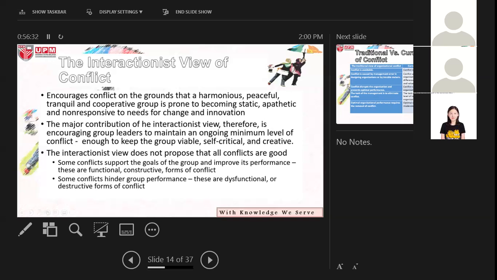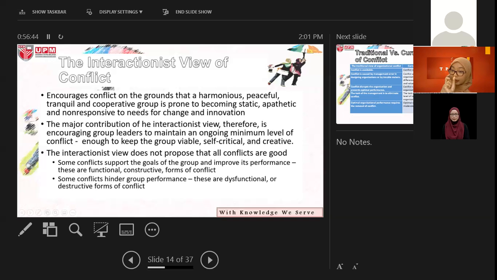Okay, and it says here that the level of conflict should be enough to keep the group viable, self-critical and creative. This means that whether in ourselves, in our family, or in our organization, we need to keep that minimal conflict. How much does this minimal refer to? We need to figure that out, because it depends on the individual, the family, and the organization. But we must have this minimal conflict.